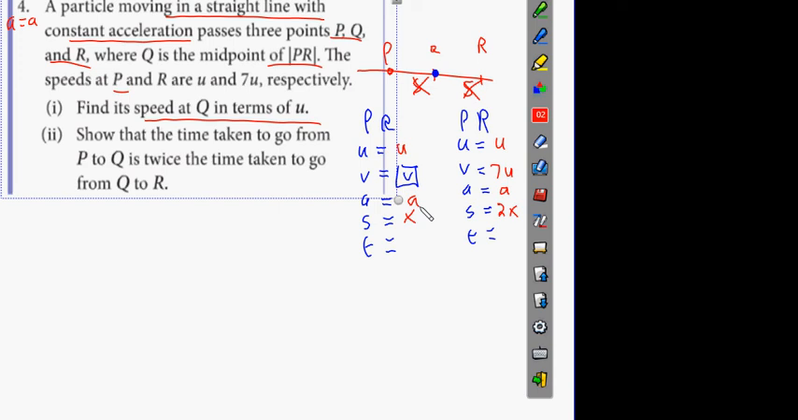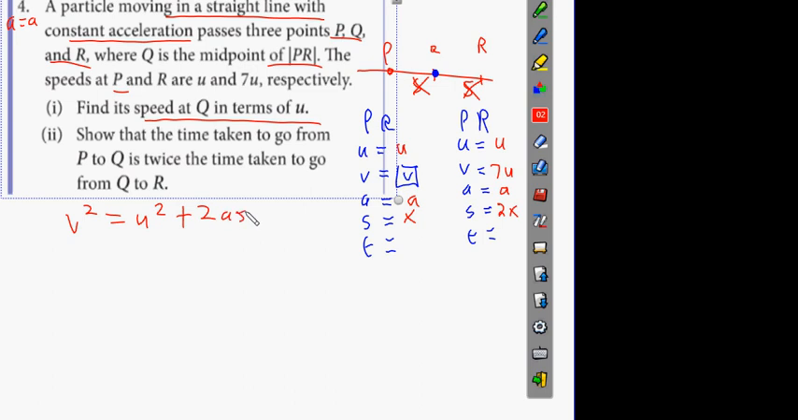Now, I've already ruled out s equals ut plus a half at squared. Why did I rule that out? Ut plus a half at squared. Too many variables by the looks of it. We haven't got any idea about times at the moment, so let's stay away from them. I'm thinking v squared equals u squared plus 2as is the best one to use. So v squared equals u squared plus 2as.